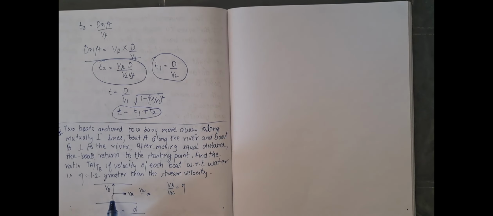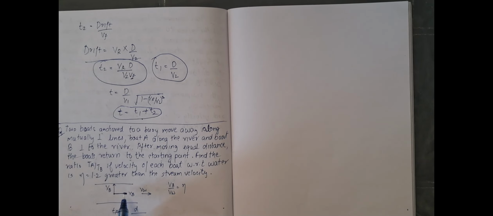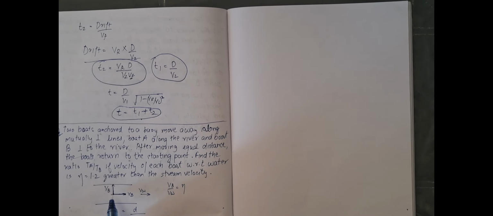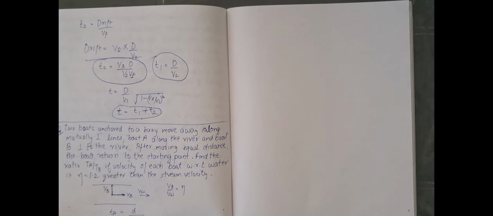Now it has been given in the question that both the boats travel an equal distance in the directions in which they are traveling and then they return back to the starting point. So suppose this distance is D and this distance is D. So this boat, which is boat A, will go like this, it will come back. Boat B will go like this, it will come back. The question is the time for boat A to go like this and then come back, divided by the time taken by boat B to go like this and then come back. So we have to find out that ratio.